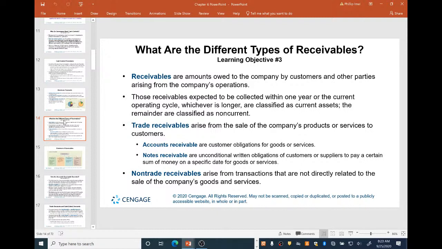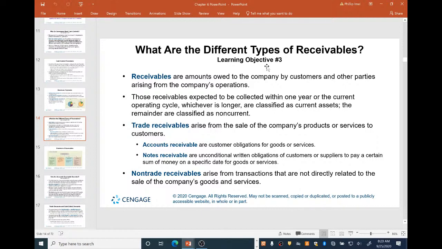That once again is another example of segregation of duties to safeguard cash. What are the different types of receivables? So right here, we look at two different types. We have trade receivables and non-trade receivables.